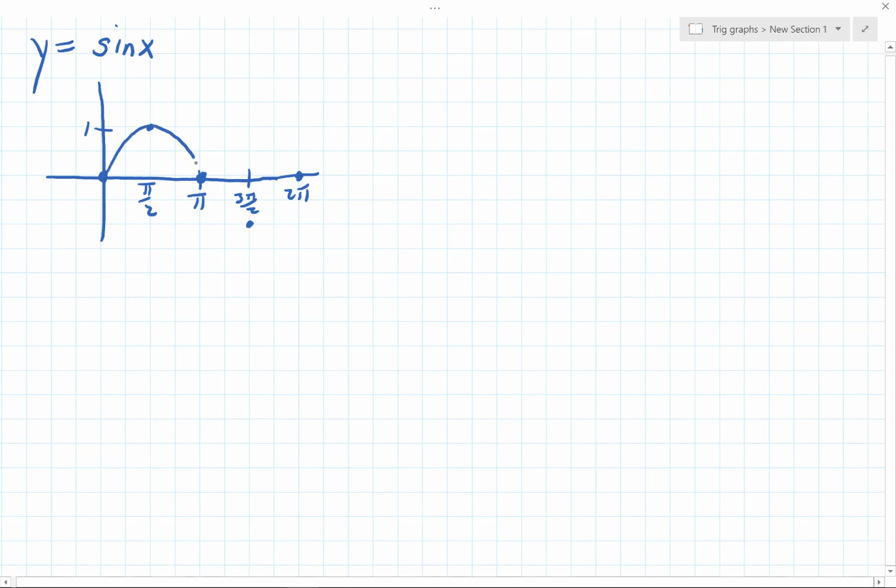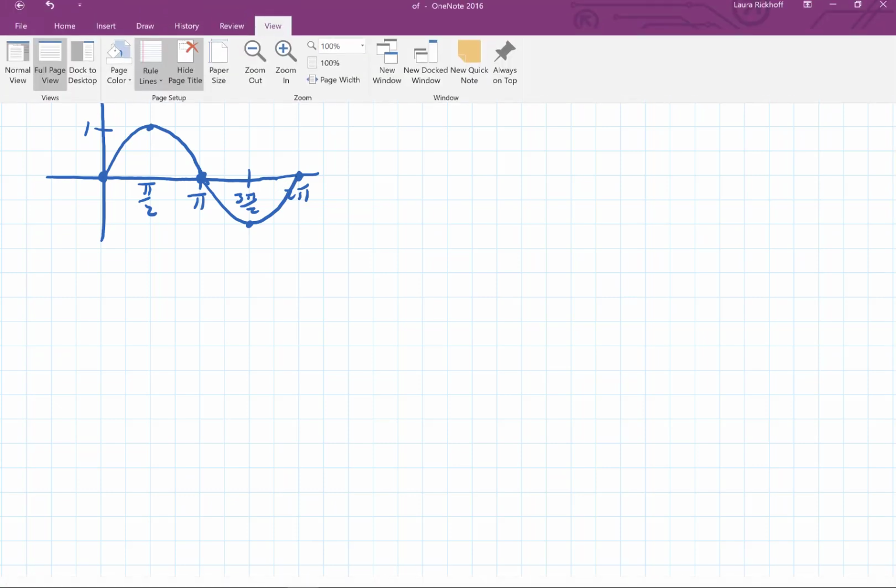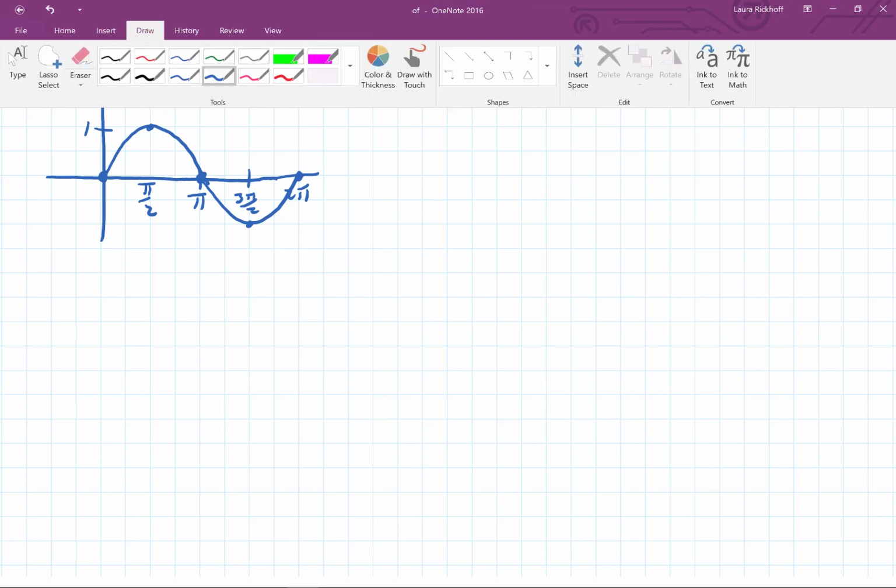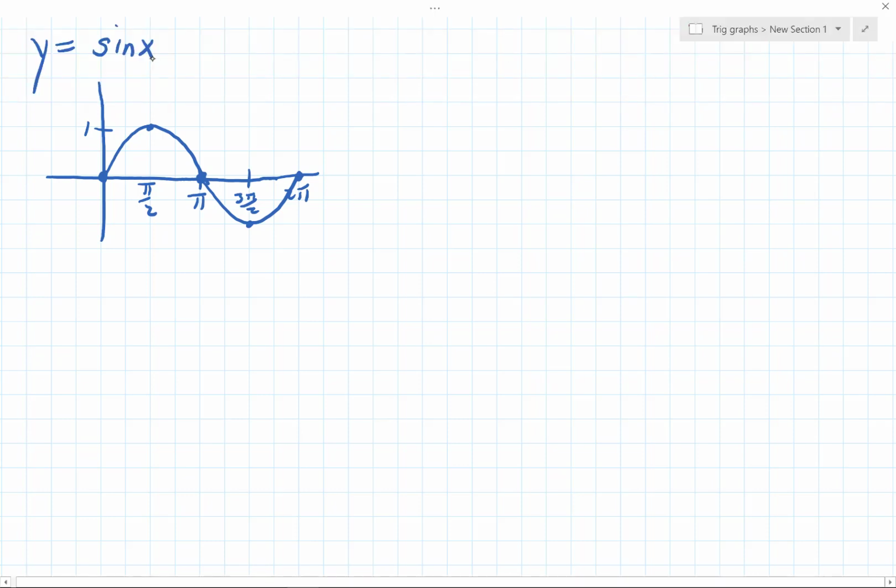And so when we connect those, we get that. And so that is our parent function, and we're going to move around that parent function the same way we move around any function. So if I put a 3 out in front, that is a vertical stretch, and it's going to multiply all the y values by 3.